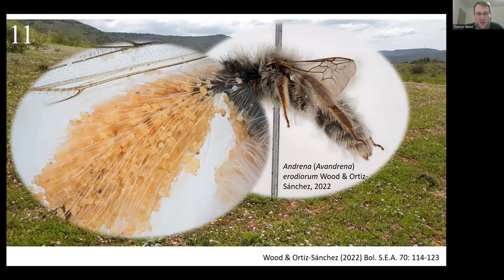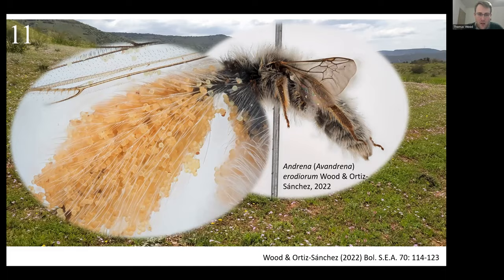You can hopefully see the many branched plumose hairs here, and these are erodium pollen grains. So by visiting a non-classical bee plant, erodium, in the spring, you can find new species almost anywhere in southern Europe.